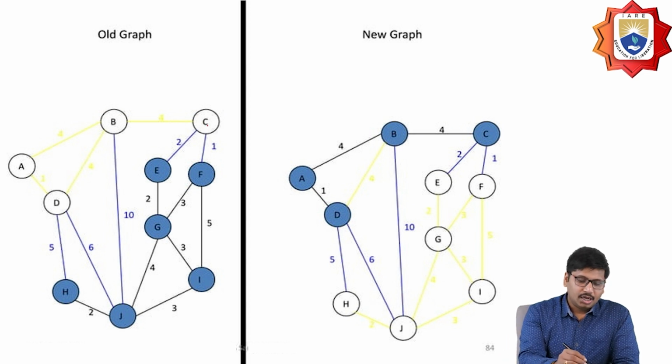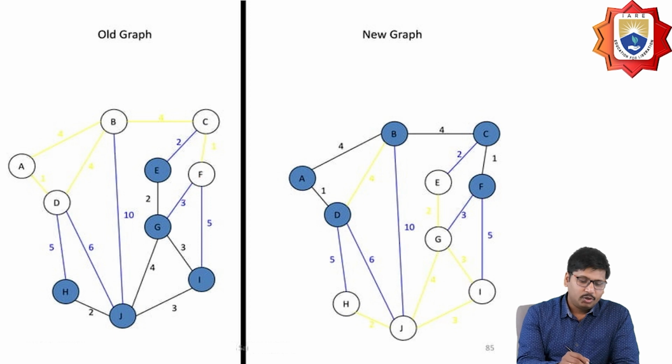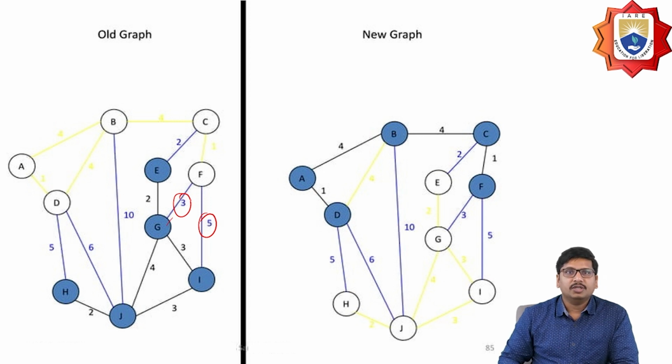And from C, I'm going to have two options, one is 2 and then 1. So the next minimum is 1, so I'm going to consider C to F. For F, I'm going to have two options, 3 and then 5. Among these, 3 is the minimum. So that's why I'm going to consider it.